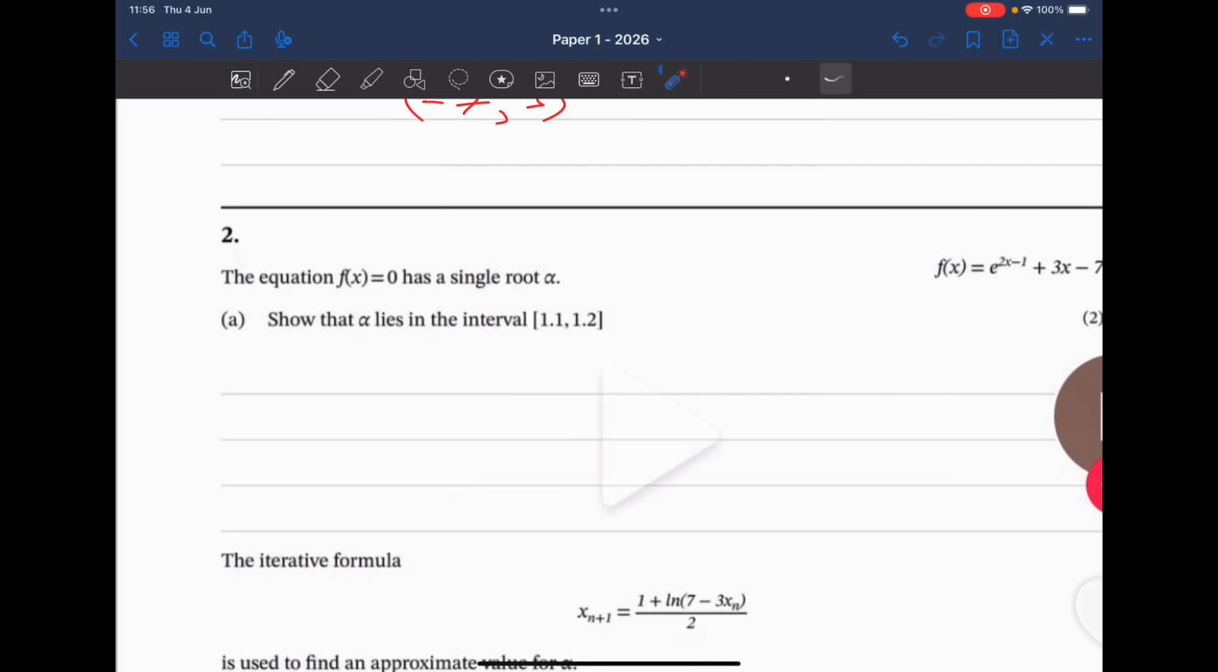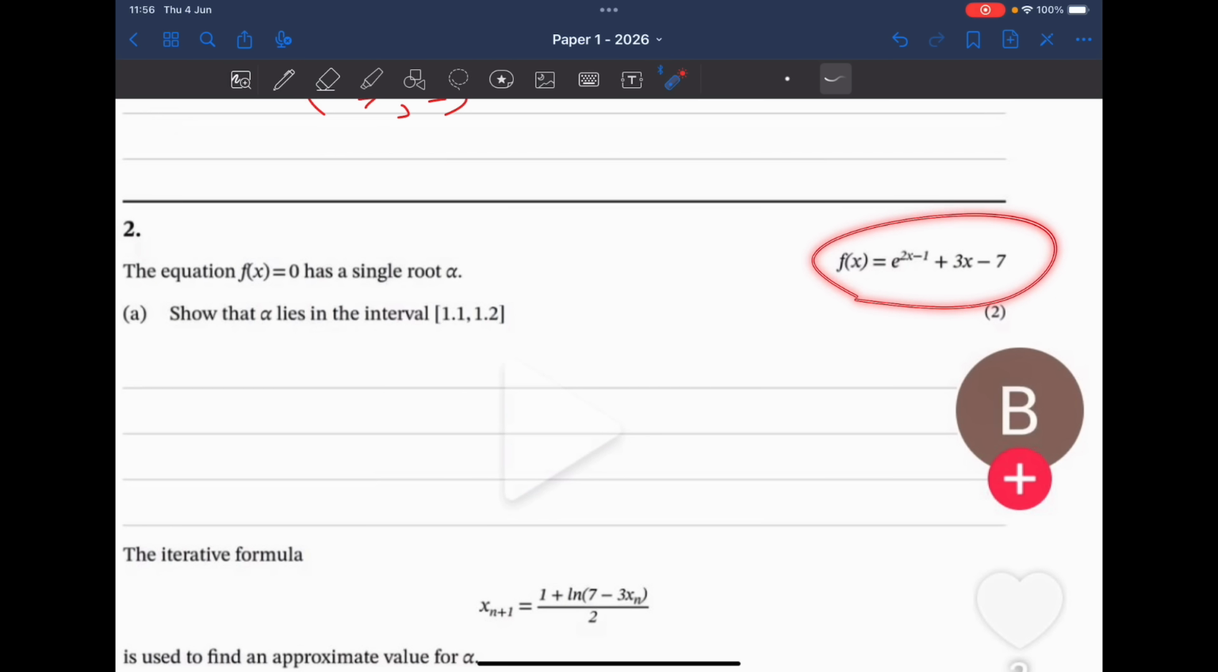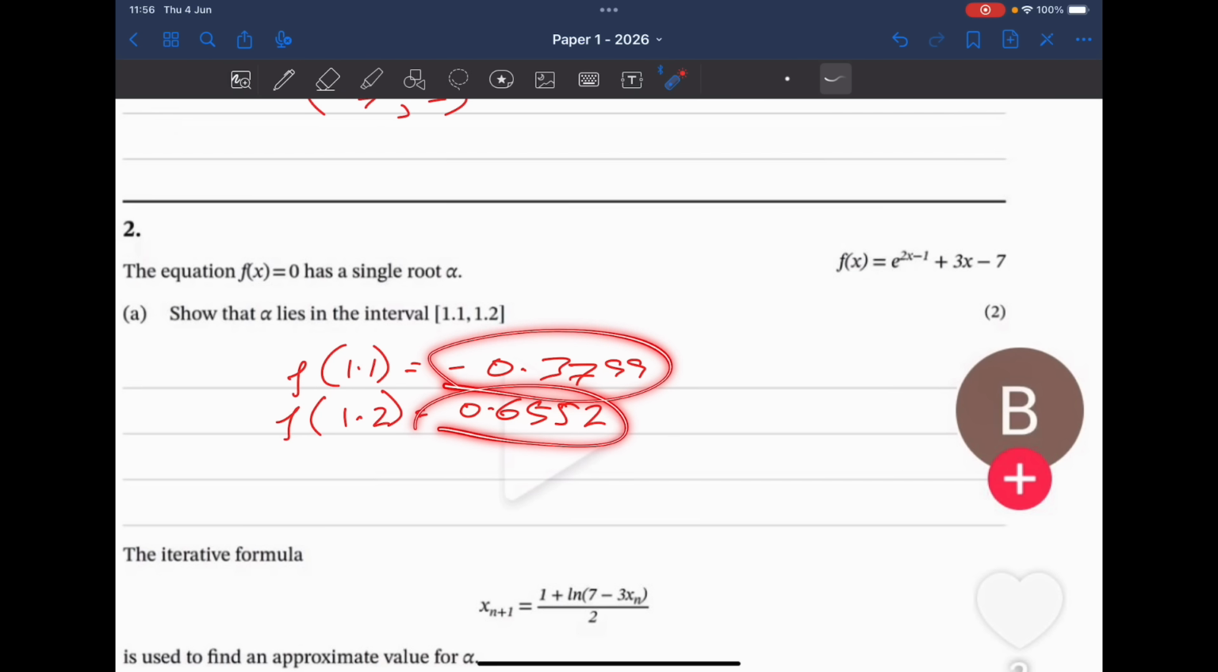Part 2 then, we've got an equation. We want to show that this has a single root alpha between 1.1 and 1.2. The equation is over here. So just nice and simple, plug in 1.1 and 1.2 into both of these bits. When you write it down on the calculator, for 1.1, we get negative 0.3799. For 1.2, we're going to get 0.6552. So you can see we've got one positive, one negative.